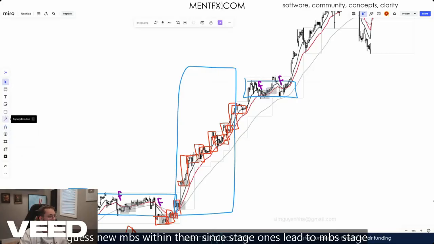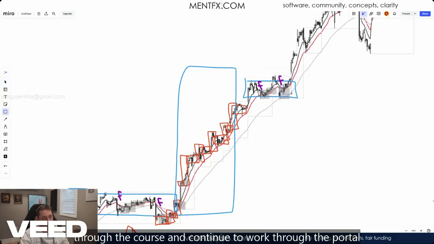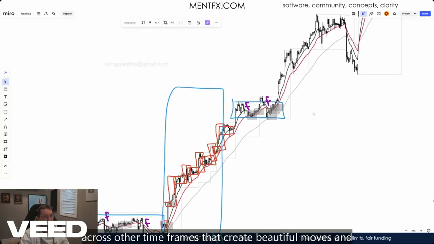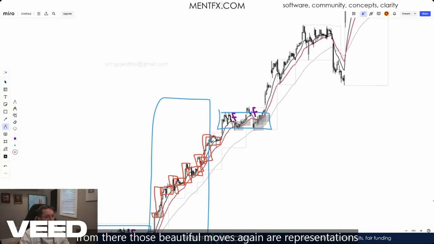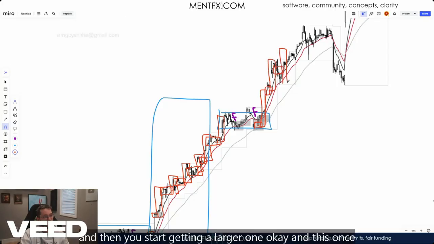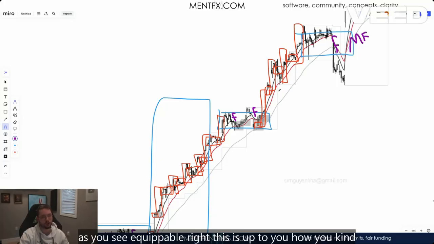Stage 1s lead to the creation of MBs, which, as you've gone through the course and continue to work through the portal material here, are the creation and validations of demand across other timeframes that create beautiful moves. And from there, those beautiful moves are representations of fractal 1s into 2s, 1s into 2s. And then you start getting a larger 1. Okay? And this, once again, acts as a flush or a major flush.